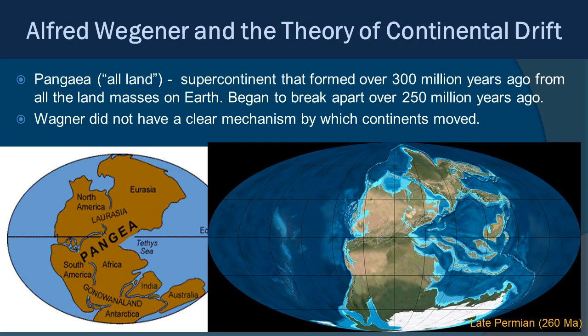Now, by about 250 to 260 years ago, Pangaea began to break up, and that's where these continents begin to separate out into what we would consider their modern positions. Now, this all makes logical sense. However, Wegener didn't have a solid mechanism for these continents to move. And at the end of the day, because he lacked a good mechanism to really make people believe that these continents could move, his theories were generally dismissed at the time.